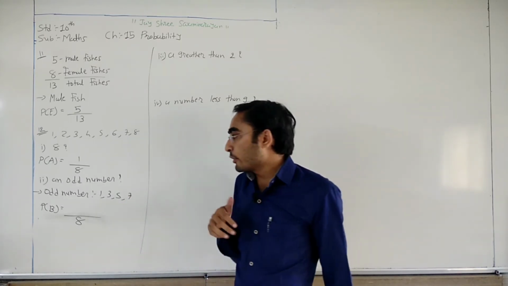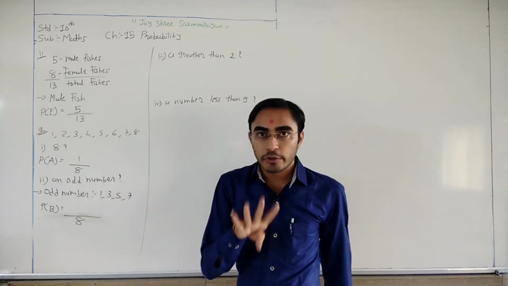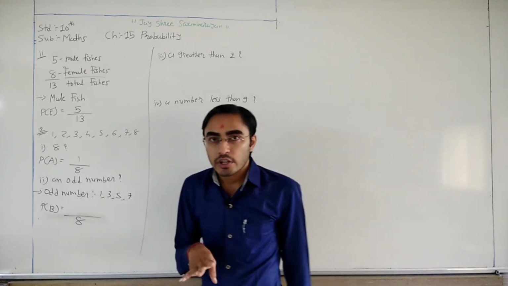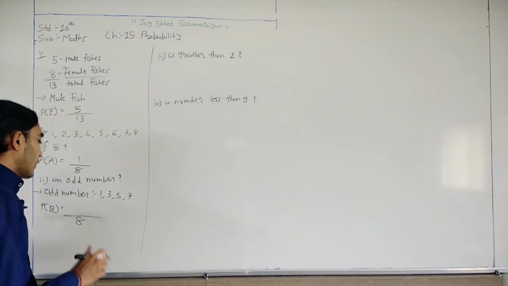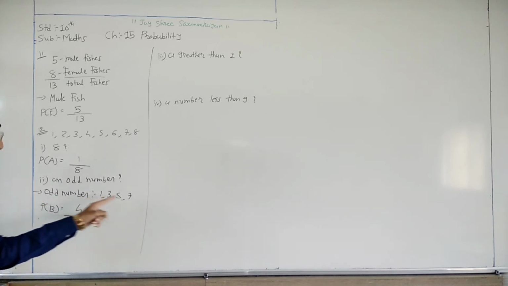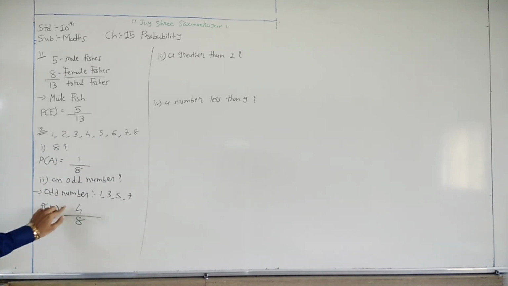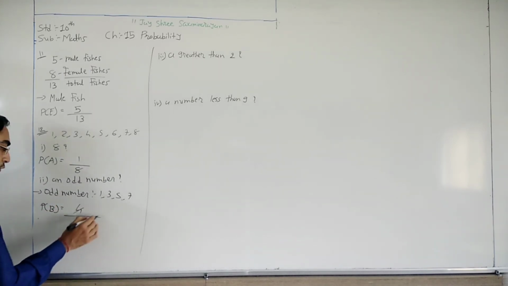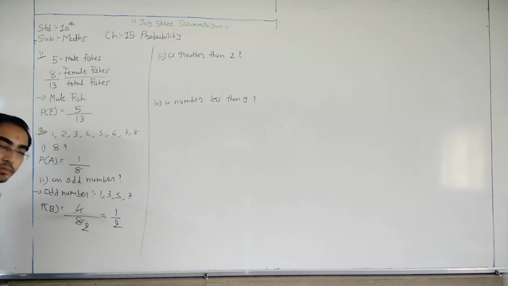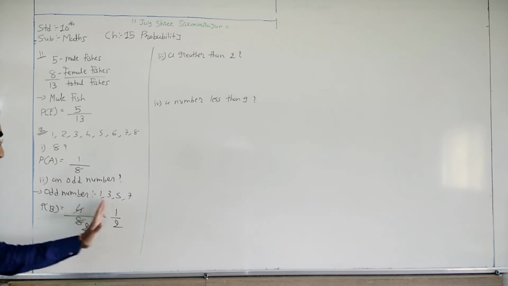So in total we have 4 odd numbers: 1, 3, 5, 7. So that 4 becomes our favorable outcome. So 4 by 8. Favorable outcome 4 divided by total number of numbers 8. You can simplify it: 4 2s are 8, so 1 by 2. So the probability of selection of an odd number is equal to 1 by 2.